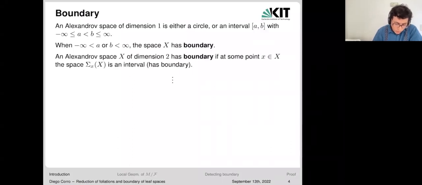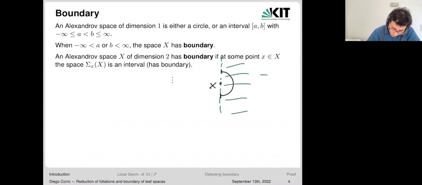Why? Well, because if we take an Alexandrov space of dimension 2 and we take a point, then the space of directions is a one-dimensional Alexandrov space, and then we know exactly when it has boundary. So we are going to say that a two-dimensional Alexandrov space has boundary exactly when the space of directions has boundary. And basically, this is telling us that we're looking at the point X, and then the space of directions corresponds to the unit sphere, and we are seeing something like this. And then when we take the completion, we see that basically locally our Alexandrov space looks like a half plane, which is exactly what we want to mean when we say boundary.